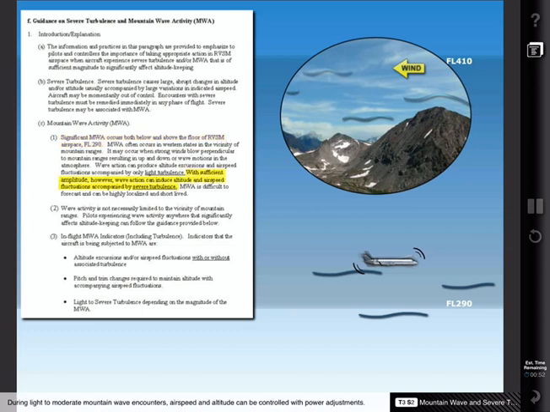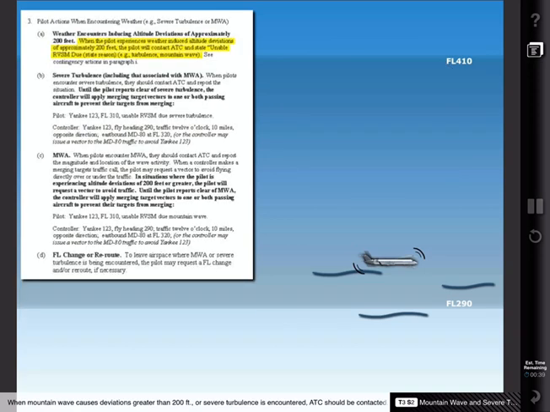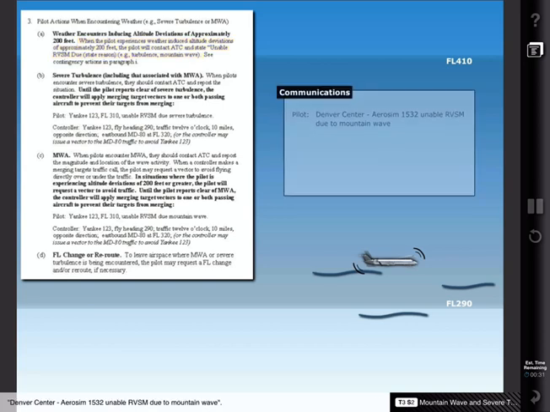During light to moderate mountain wave encounters, airspeed and altitude can be controlled with power adjustments. However, severe mountain wave encounters may not allow the altitude to be maintained. When mountain wave causes deviations greater than 200 feet or severe turbulence is encountered, ATC should be contacted. "Denver Center, Aerosim 1532, unable RVSM due to mountain wave."